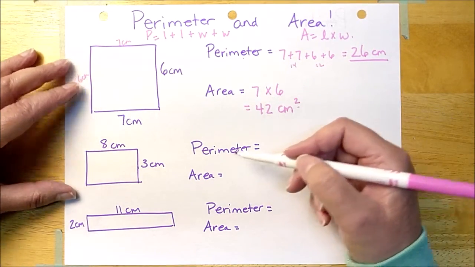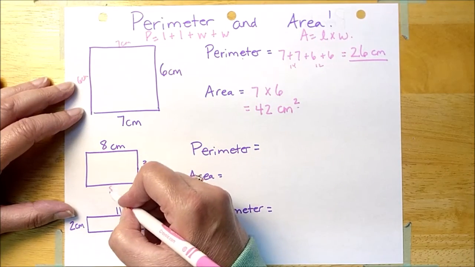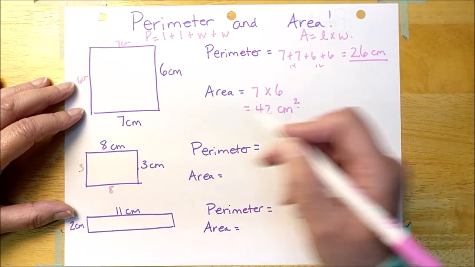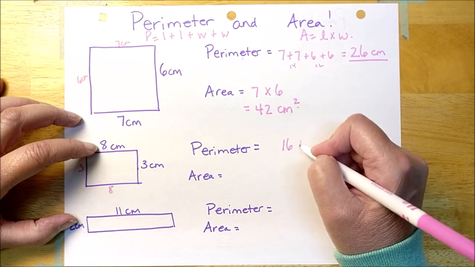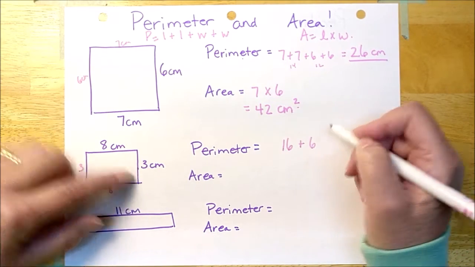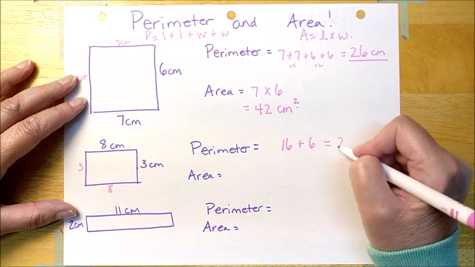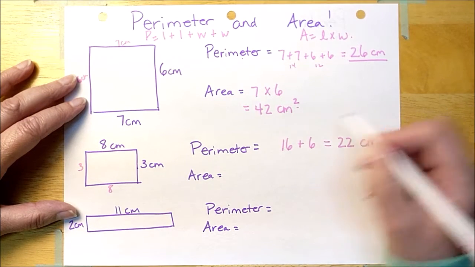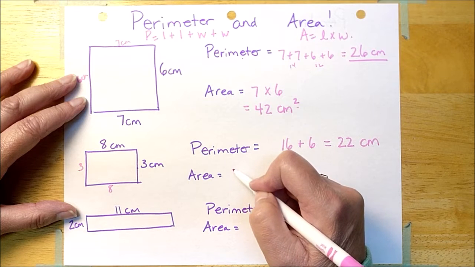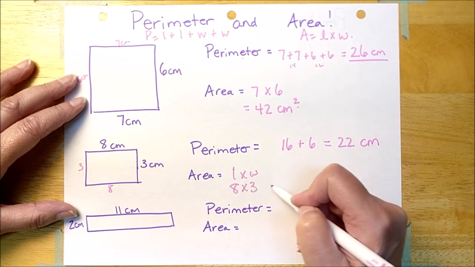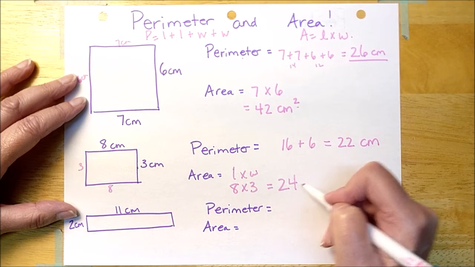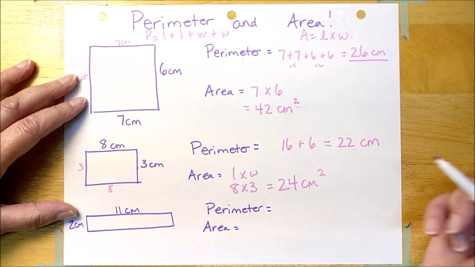So this one, for perimeter, we got an 8 and this one is a 3. So I'm going to go 8 plus 8 is 16, and 3 plus 3 is 6. 16 and 6 is 22 centimeters. Area is length times width, which is 8 times 3. So my area would be 24 centimeters squared.